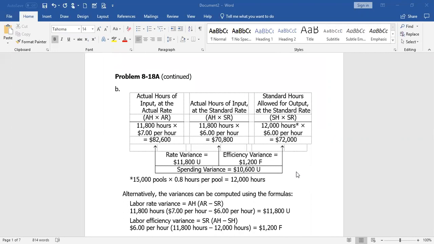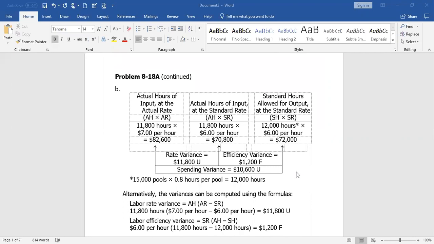It's a rate variance. Why? Because we paid more than we had budgeted for. We paid $7 per hour instead of $6. That caused an $11,800 overall unfavorable variance in labor.